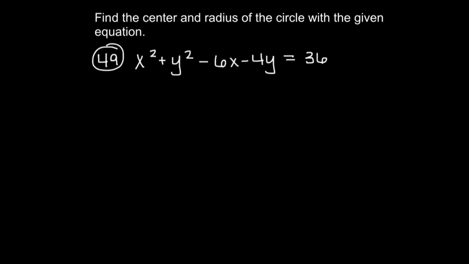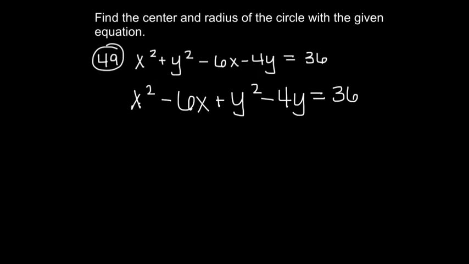In this example, we're going to have to complete the square twice, once for the x terms and once for the y terms. To accomplish that, I'm going to commute the y squared and the minus 6y. This will get the x terms together and the y terms together. So instead of saying x squared plus y squared, I'll say x squared minus 6x, and then I'll have the plus y squared minus 4y equals 36.